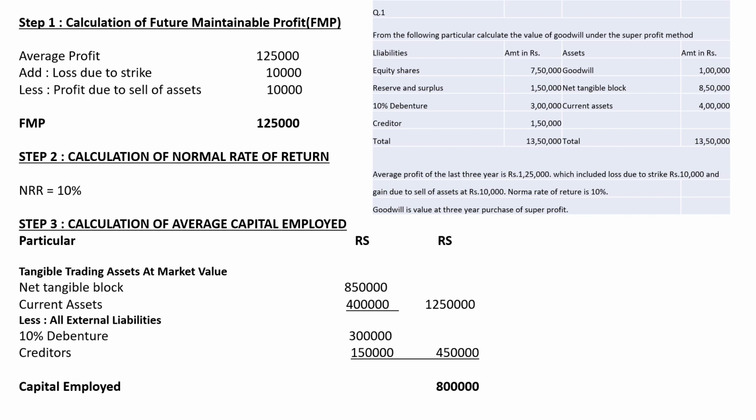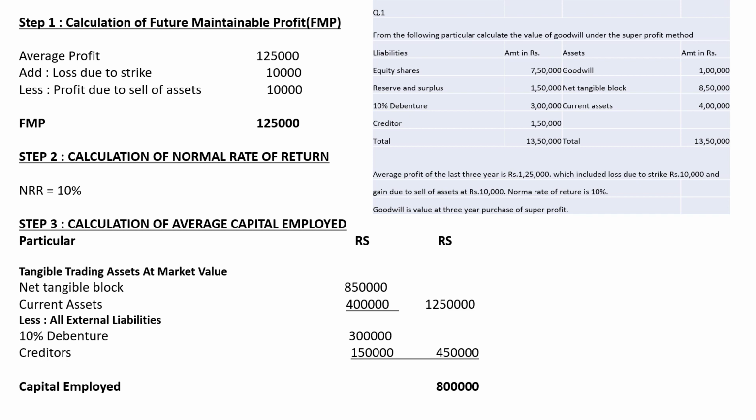Then we are going to deduct all external liabilities. Here we are not going to take equity shares or reserve and surplus. We start from the external liabilities, that is 10% debenture and creditors. So we mention 10% debenture 3 lakhs, creditors 1,50,000, total of which is 4,50,000. So we'll get the capital employed: 12,50,000 minus 4,50,000, so we get the total 8 lakhs. So your step number 3, average capital employed, is 8 lakhs.